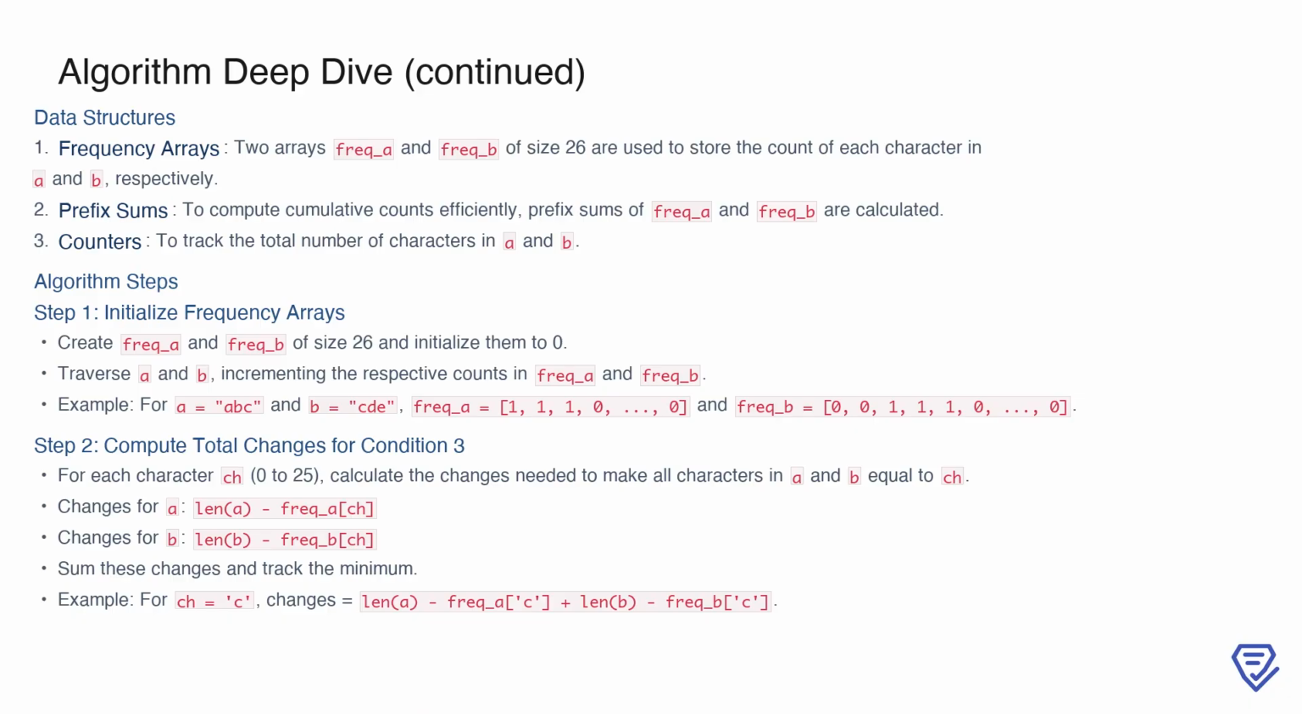Next, we calculate the changes required for the third condition, where both strings are transformed into the same string. For each character, we determine the number of changes needed to make all of A and B equal to that character. This is computed as the length of A minus the frequency of the character in A, plus the length of B minus the frequency of the character in B. We then track the minimum of these values.